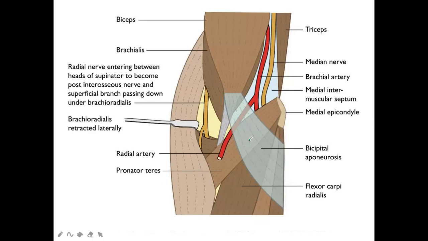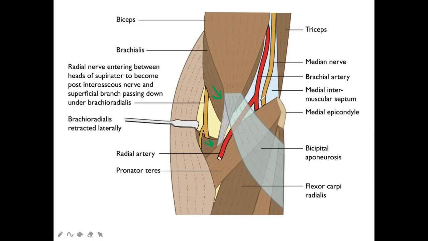That is called the bicipital aponeurosis. So it reinforces the medial aspects of the roof. And then appreciating the floor of the fossa, it is formed by these muscles. Medially we have the brachialis forming the floor, and then laterally we have the supinator.